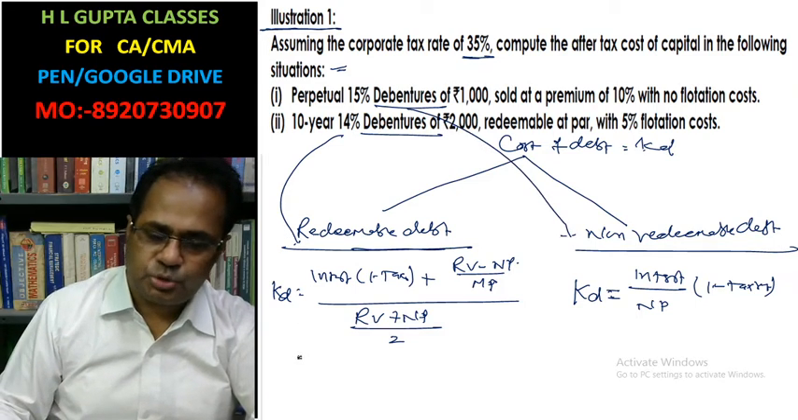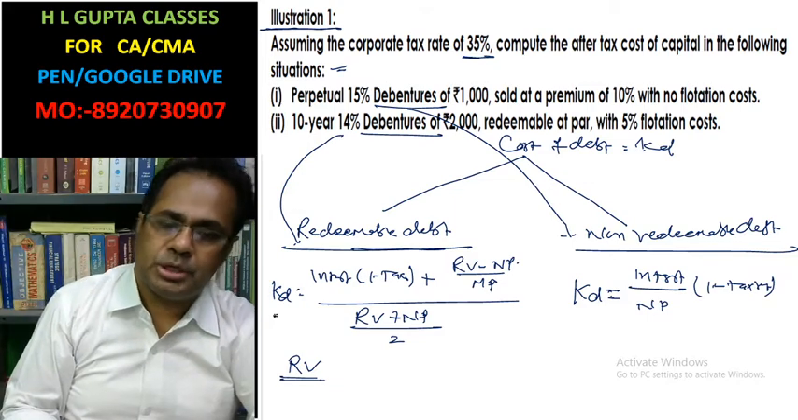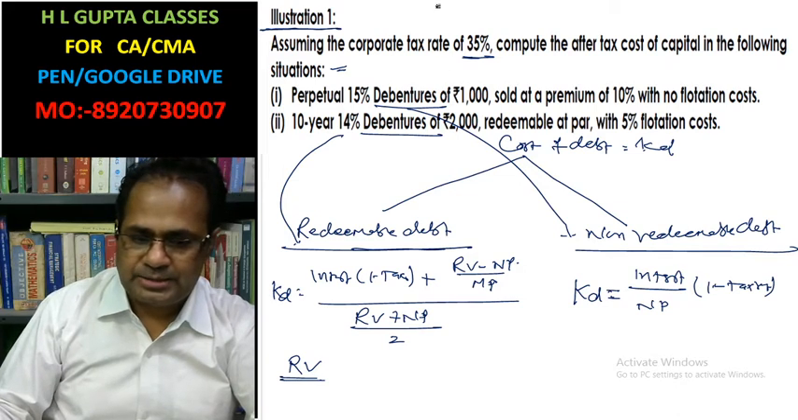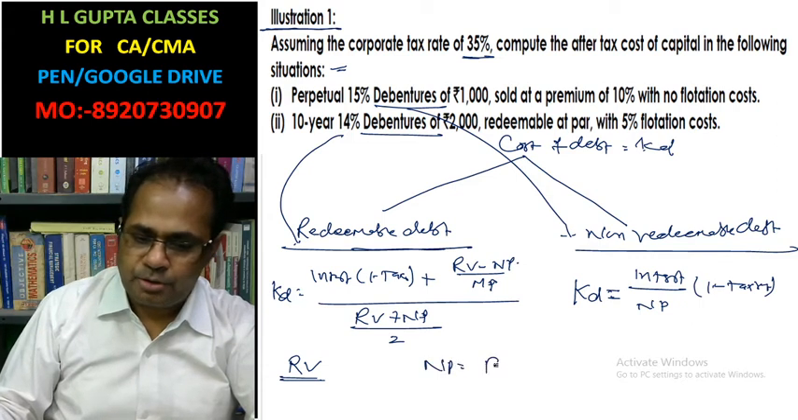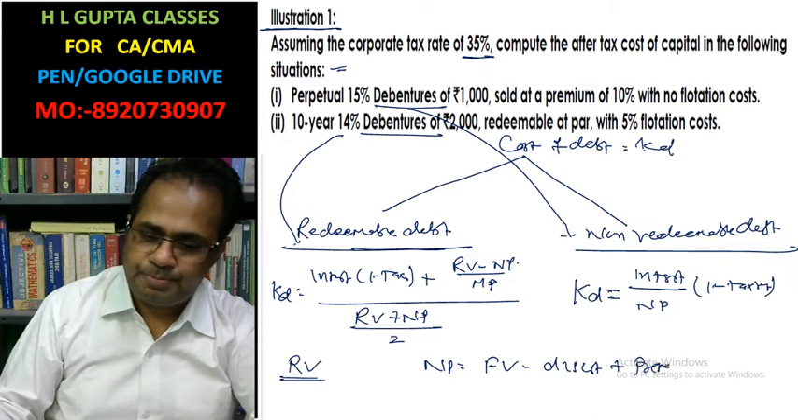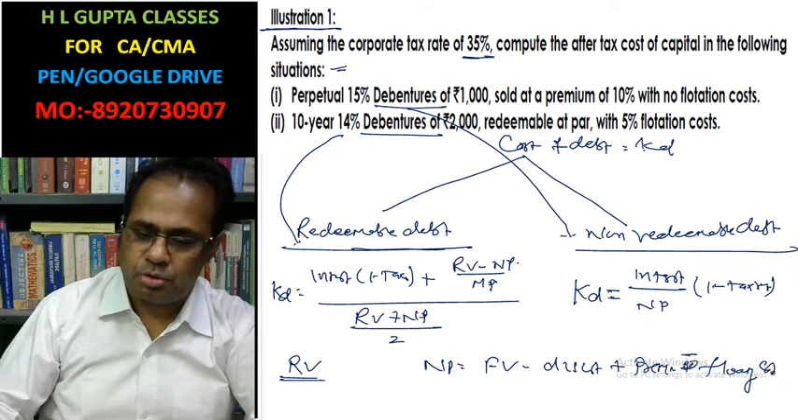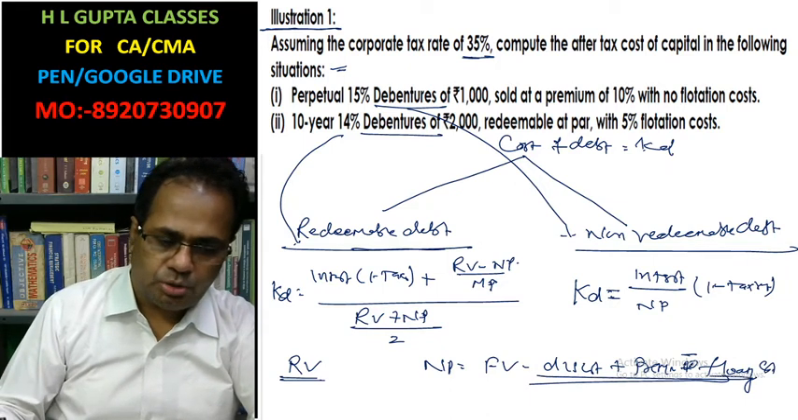And what is the net proceed? Redeemable value means the value which is redeemed by the company to the debenture holder at maturity period, and net proceed is calculated as face value minus discount plus premium minus floating cost. This is the way of calculating net proceeds.